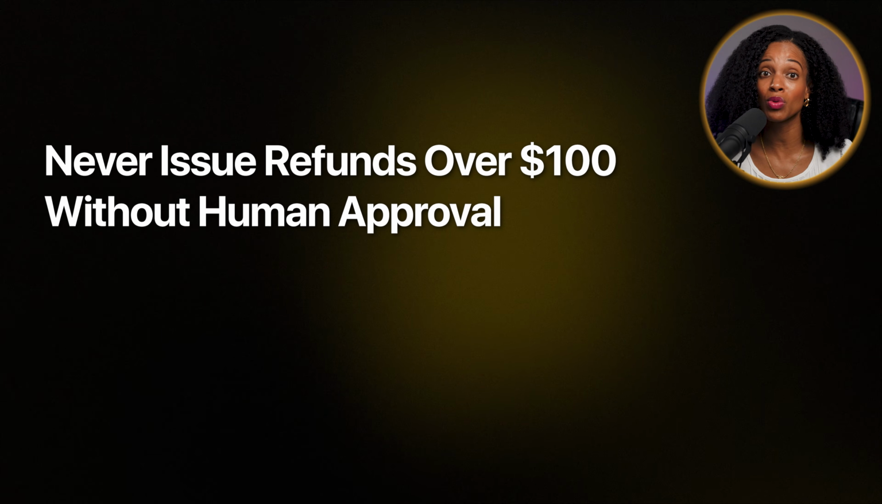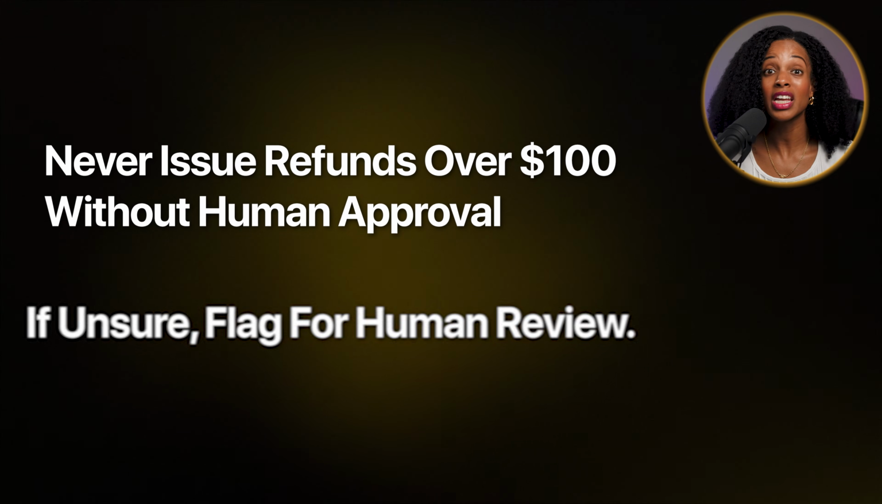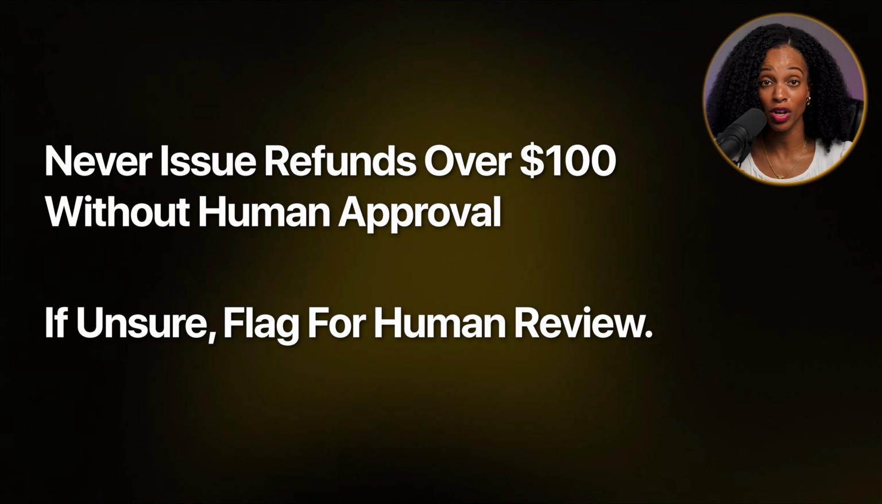You need rules like never issue refunds over $100 without human approval. Or, if unsure, flag for human review. And of course, you need to test. But when set up correctly with the right guardrails, agents can be very powerful. Okay, let's lock this in. Here are all 3 levels together so you can see the differences between them.